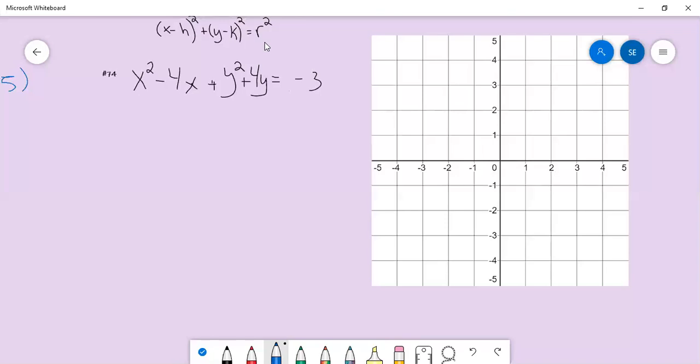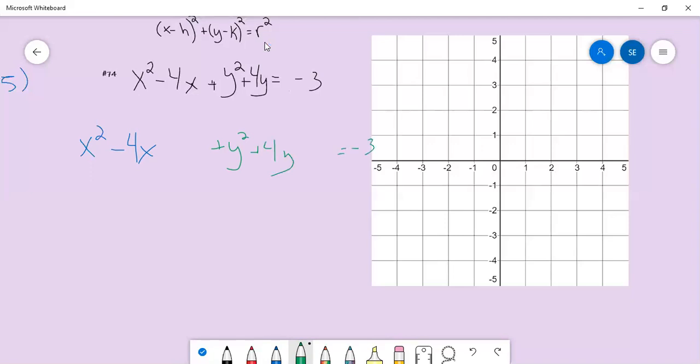So I'm going to rewrite this. I'm going to put x squared minus 4x, and I'm going to leave a space. And this is my plus y squared plus 4y. Again, I'm leaving a space, and equals -3.